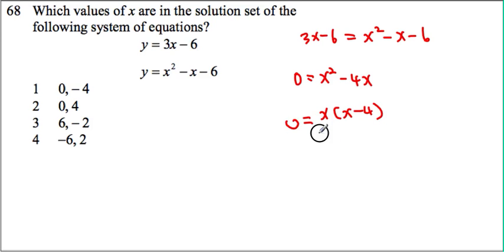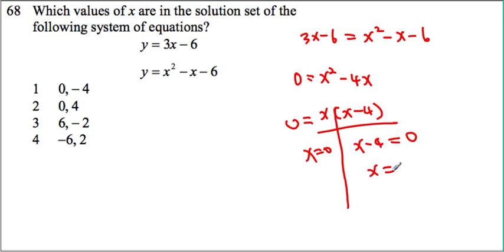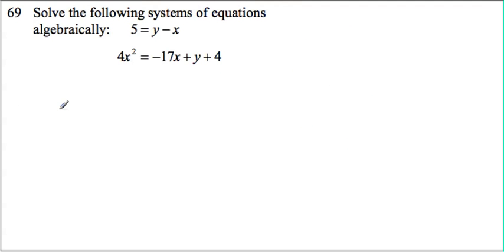So here, x will be equal to 0, and x minus 4 will be equal to 0. That makes x minus 4 means x has to be equal to 4, and y is still equal to 0. So 0 and 4 is my answer, which is choice 2. Okay, here comes the last question. How do you solve this one algebraically?